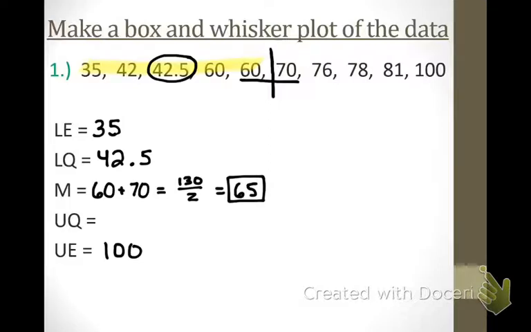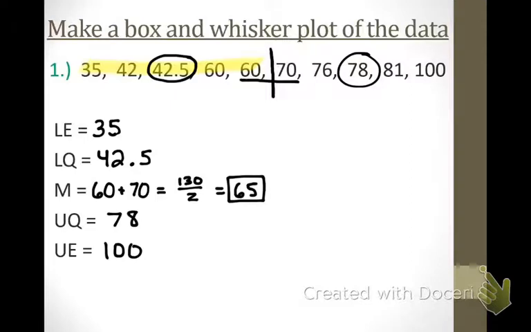Now, guess what? Upper quartile. I have to do that same exact thing, but not with the lower half, but the upper half. So now let's look at the upper half of the data. Marcus, what is the median of the upper half of my data? 78. Go ahead and circle it and then write it down. So you just found all the information that you need to be able to make a box and whisker plot.